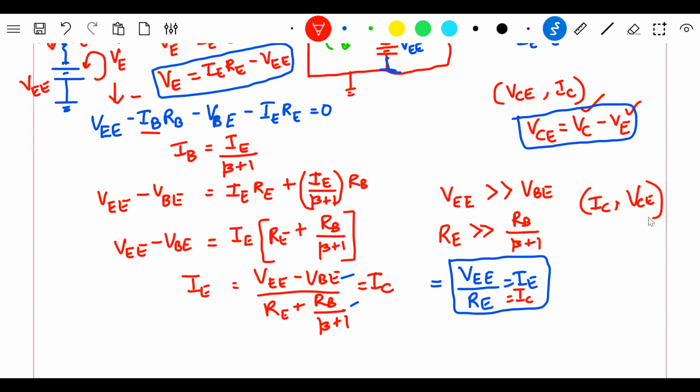I hope you are clear with all the values that we found. I hope you understood what is the two supply emitter biasing circuit. Thank you.